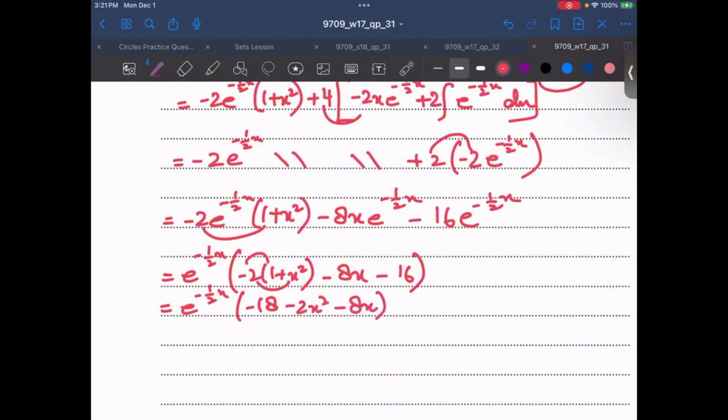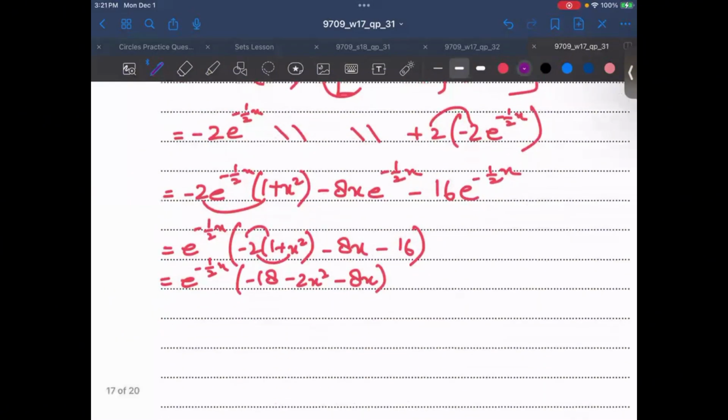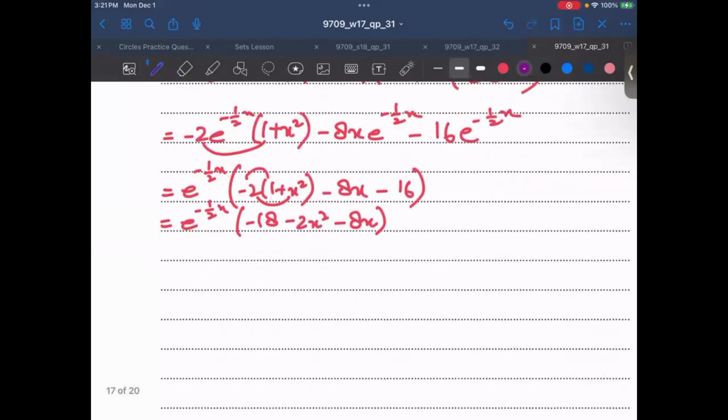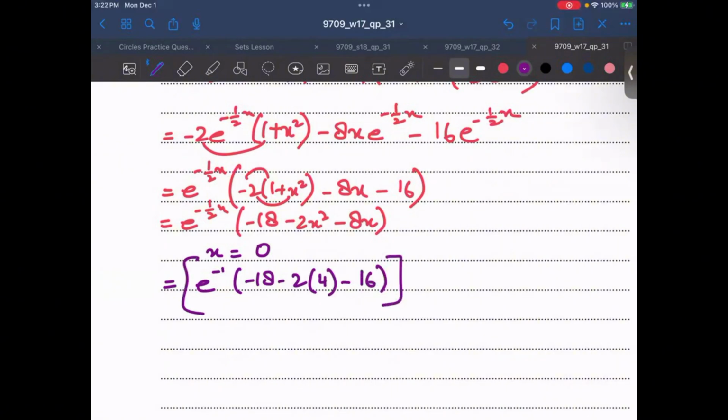And now once you have done the integration, we simply have to apply the limits, which are 2 and 0. So substituting x equals 2 first, we'll get e power minus 1 into minus 18 minus 2 times 2 squared, which will make it 4, so this will be 2 times 4, minus 8 times 2 is 16. So we have substituted x equals 2 initially.